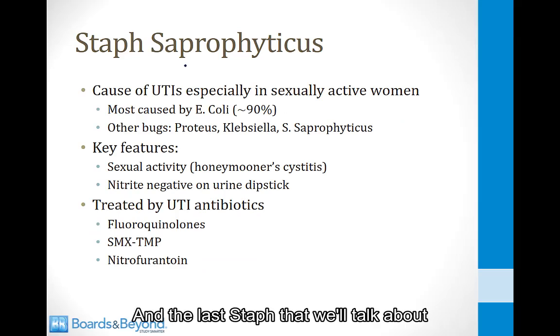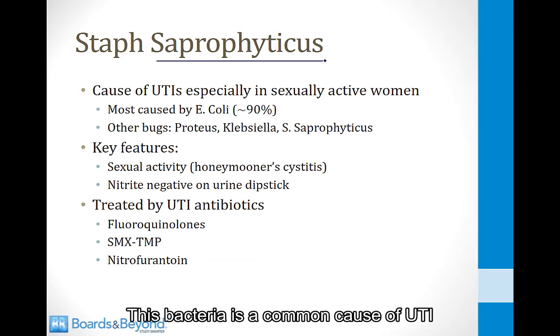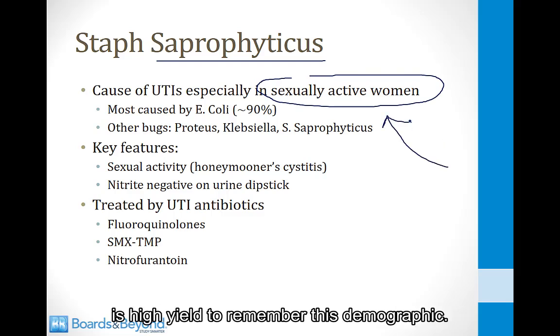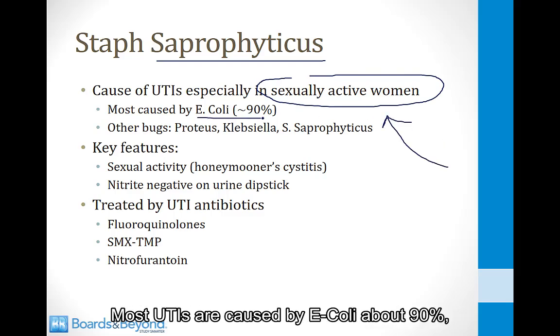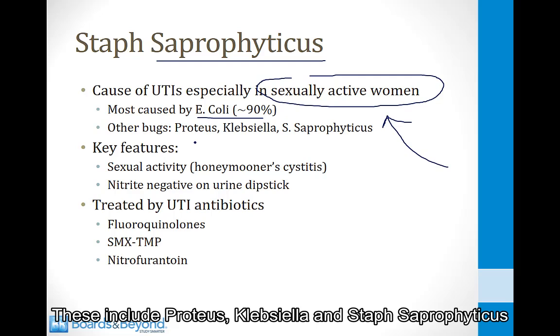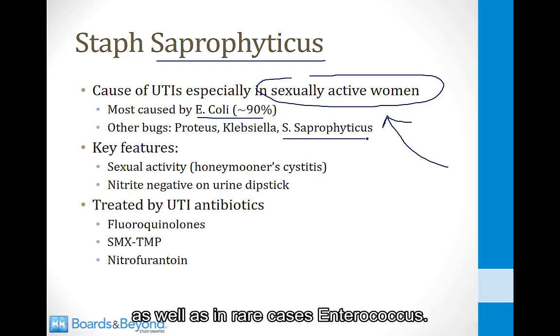And the last staph that we'll talk about is Staph saprophyticus. This bacteria is a common cause of UTIs, especially among sexually active young women. It's high yield to remember this demographic. Most UTIs are caused by E. coli, about 90%, but there are some other bugs which can cause UTIs. These include Proteus, Klebsiella, and Staph saprophyticus, as well as, in rare cases, Enterococcus.